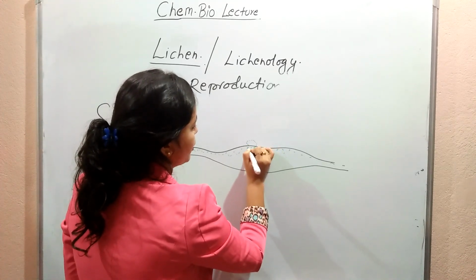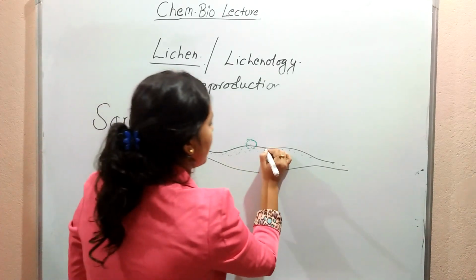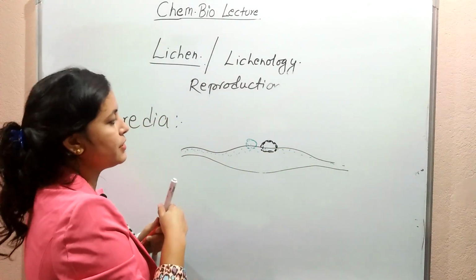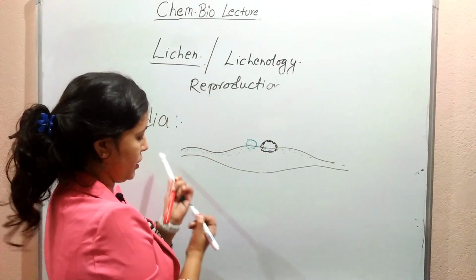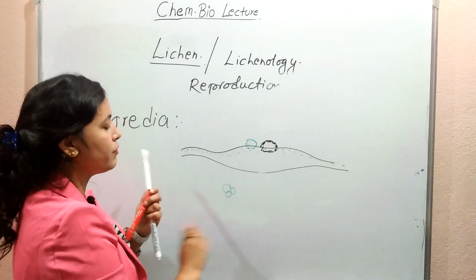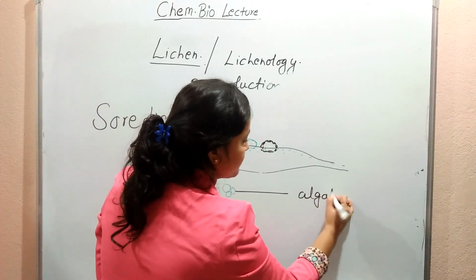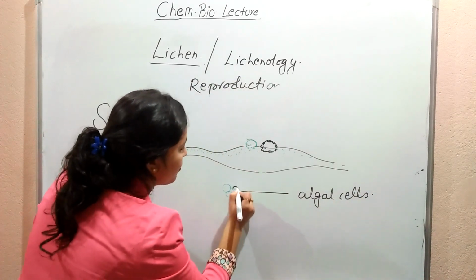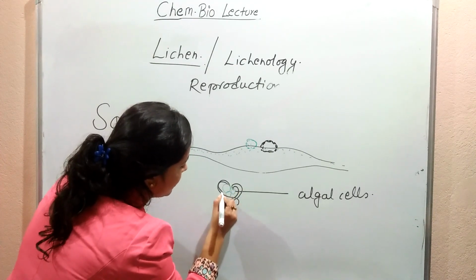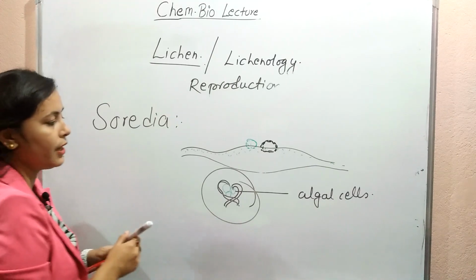On the surface of the thallus, what grows from the algal component are basically pustule-like rounded structures. Rounded structures grow from the surface of the thallus, and those rounded structures consist of algal cells, entangled by fungal hyphae. So they consist of fungal hyphae as well. So this is considered a soredium.